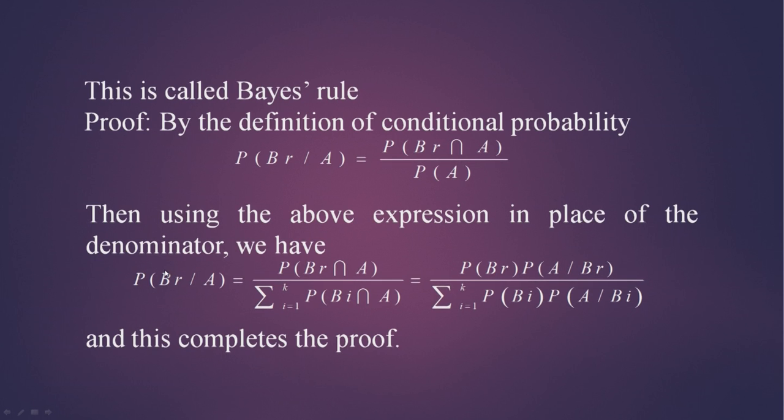So, probability of Br given A will become probability of Br intersection A divided by summation i equal to 1 to k probability of Bi intersection A, which is equal to probability of Br into probability of A given Br divided by summation i equal to 1 to k probability of Bi into probability of A given Bi. And this completes the proof. So, in this way we are getting the Bayes rule.